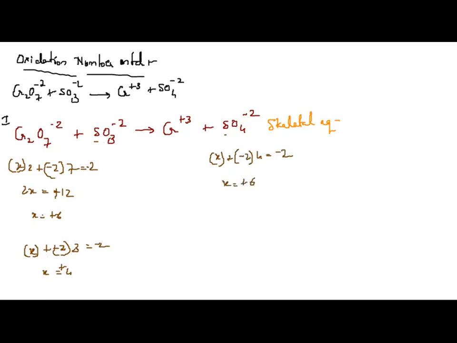So assign those oxidation numbers. I will write here: this is plus 6, this is minus 2. Here it is plus 4, and it is minus 2. Here it is plus 3. Here it is plus 6, and minus 2. So I have assigned the oxidation numbers. Is that right? Okay.